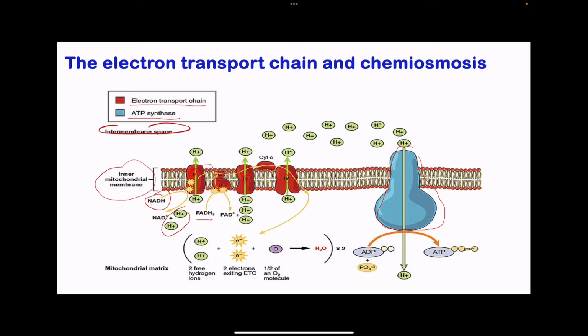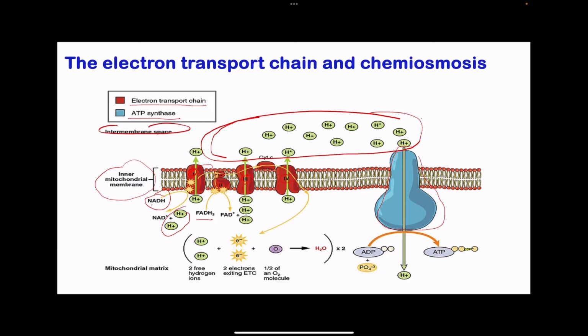These protons are going to accumulate in that intermembrane space, and they have no pathway to come back. So that accumulation creates an electrochemical gradient, a proton gradient, as well as a pH gradient. So the protons have to return through ATP synthase.